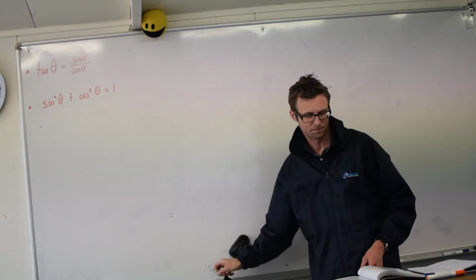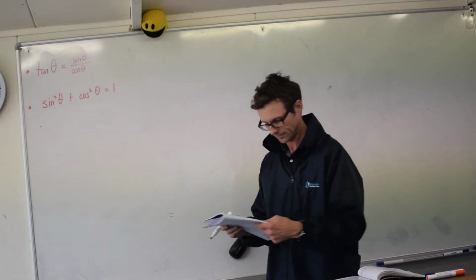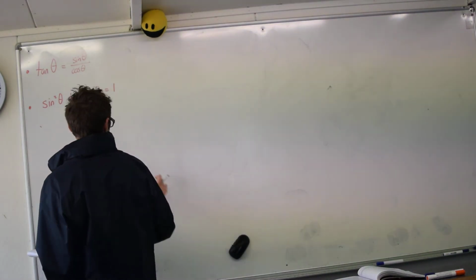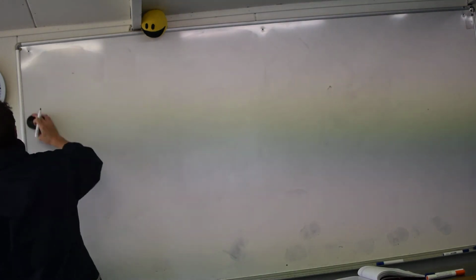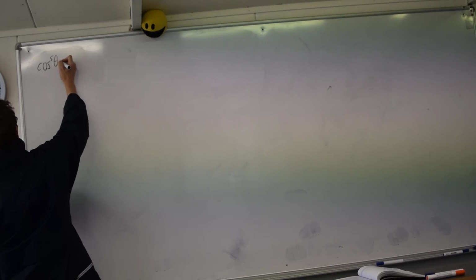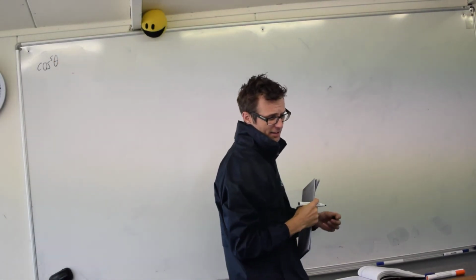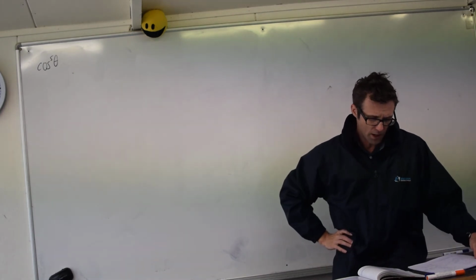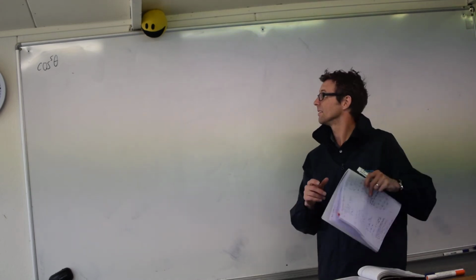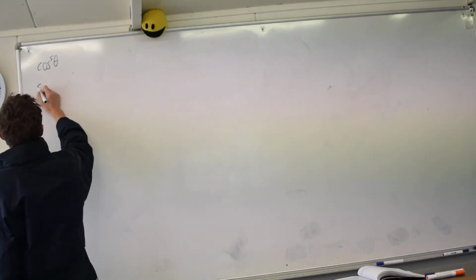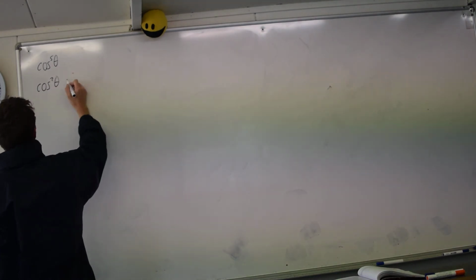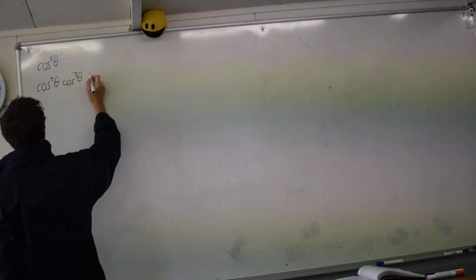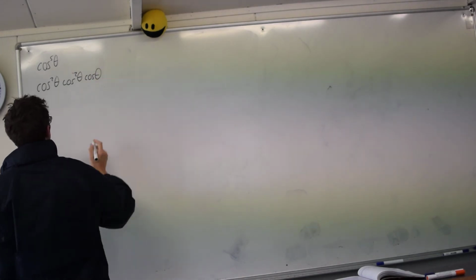Okay, here we go. I'll work these identities out. And we're trying to prove that that is equal to the right-hand side of the equation. Now, what I'm going to do here is I'm going to split up my cosine to the power of 5 theta. So I'm going to go cosine squared theta times cosine squared theta times cosine theta.